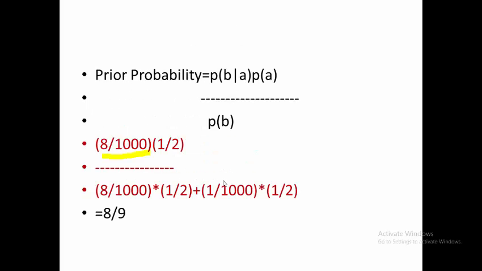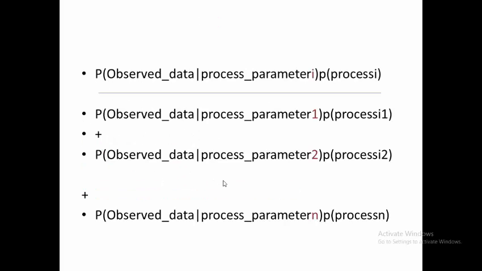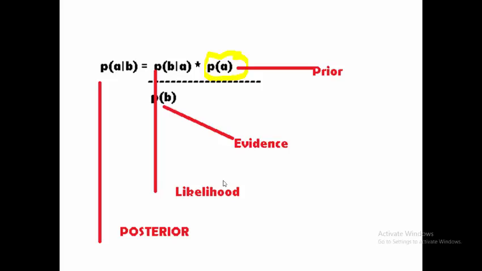We understood how we are using prior. We understood the importance of prior. We understood what an evidence is. Evidence is normally a marginal probability, and we also understood what is likelihood. And that's it for now.